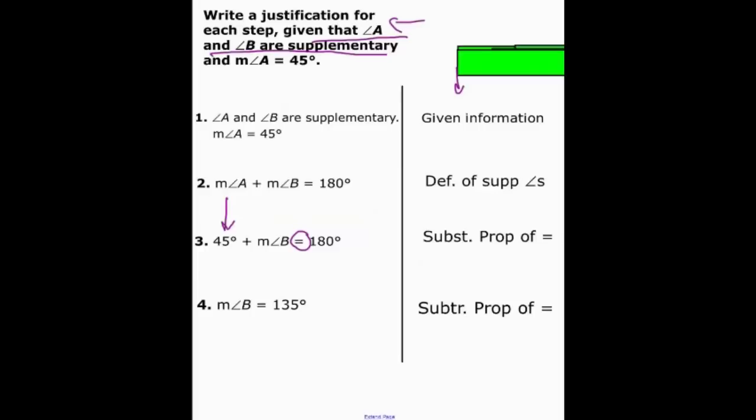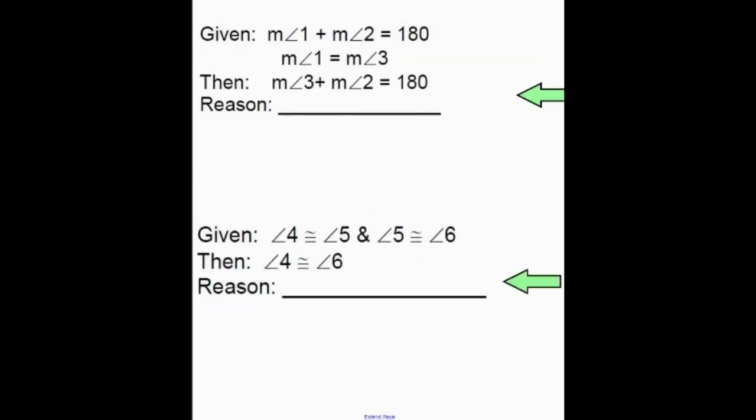Let's go ahead and take a look at some more examples. These are standalone examples, and we have to read these carefully. And again, we're going to do a lot of this in class on Monday. We have several of these to go through, so this is just kind of like an intro. Given measure of angle 1 and angle 2 are 180, well, that tells us something. And measure of angle 1 is equal to angle 3. That's important given information. Then here's my conclusion. Here's my if. Here's my then. I've got to prove this.